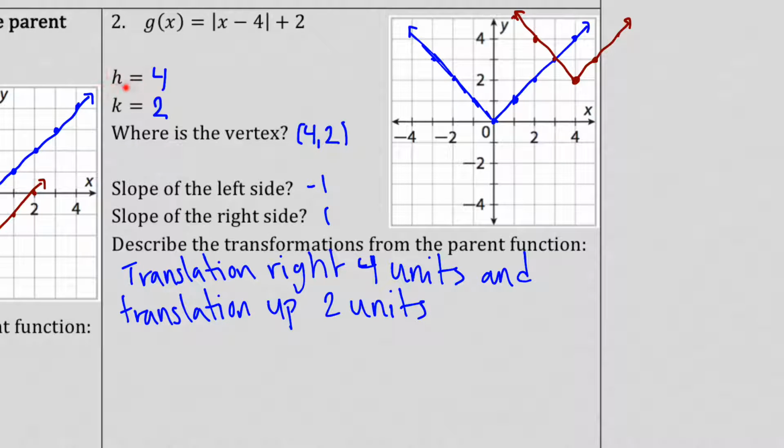But basically H will always move it horizontally, and K will always move it vertically. So H will always be a horizontal movement, either to the right or to the left depending on the sign. K will always be a vertical movement, either up or down depending on the sign. Negative here will mean left, positive will mean right. Negative here will mean down, positive will mean up, every single time.